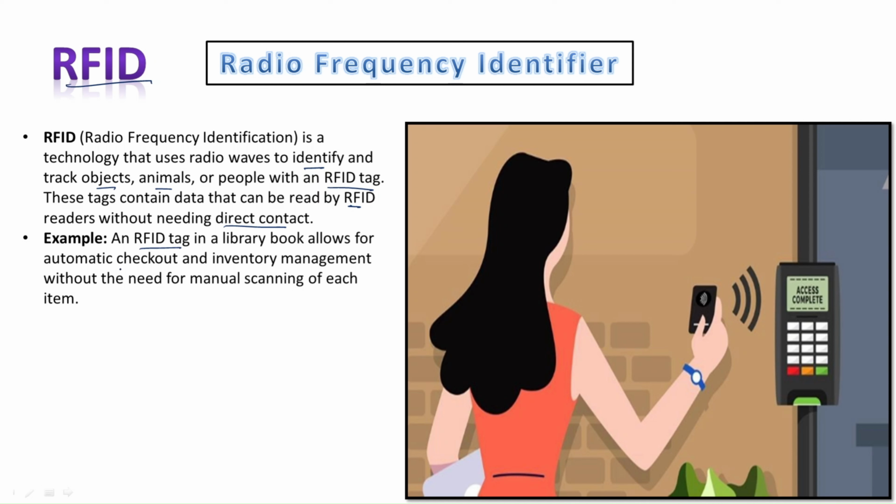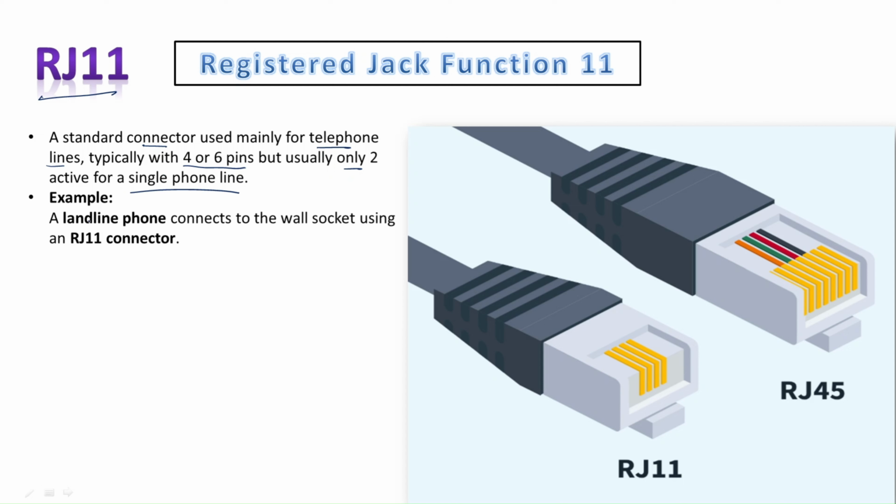RJ11, that is registered jack function 11. So RJ11 is a standard connector used mainly for telephone lines, typically with 4 or 6 pins, but usually only 2 active pins for a single phone line. For example, a landline phone connects to the wall socket using an RJ11 connector.